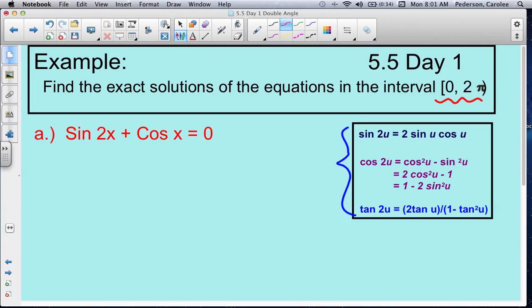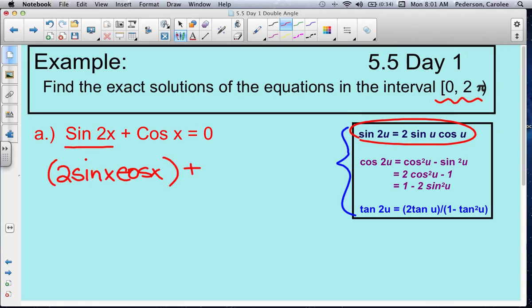So what we have in this first question is a double angle. We have the sine of 2x. So if I come over to this box, I can replace that double angle with 2 sine of x times the cosine of x. And then that cosine of x is still the same. So this piece here, sine of 2x, is replaced with the double angle 2 sine of x cosine of x.